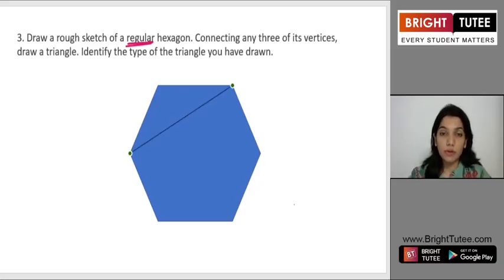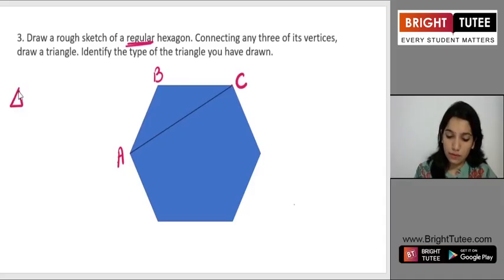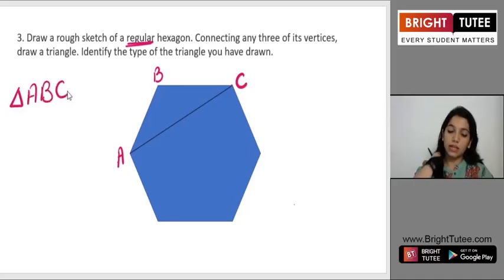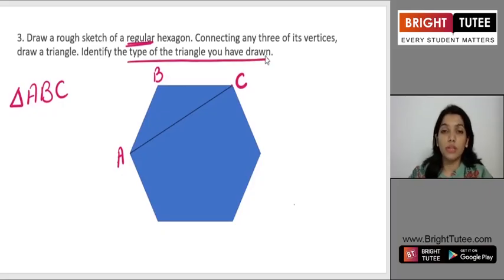I hope you do remember that a diagonal is formed when we join a point to a point which is not adjacent to it. So here, I have started from this particular point, so this is point A. Say point B was sitting adjacent to it, so I have joined A to point C. Okay, so the triangle that we have obtained is triangle ABC, and they are asking us to identify the type of triangle that we have drawn.